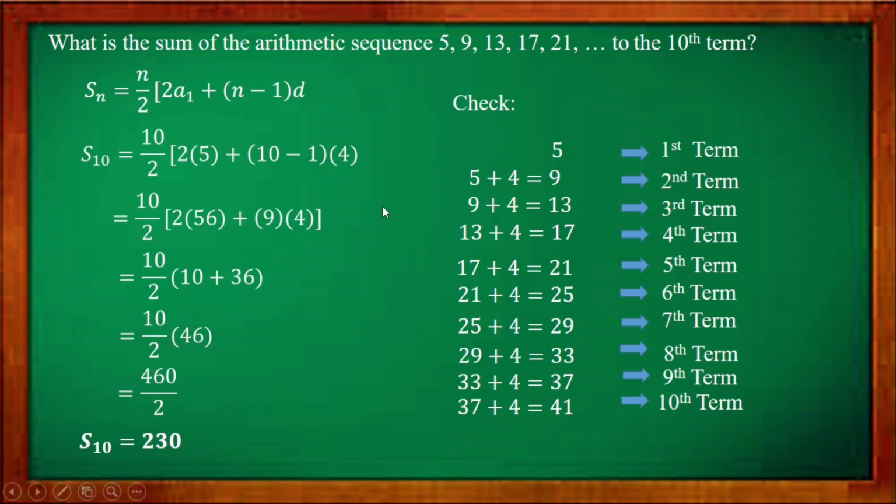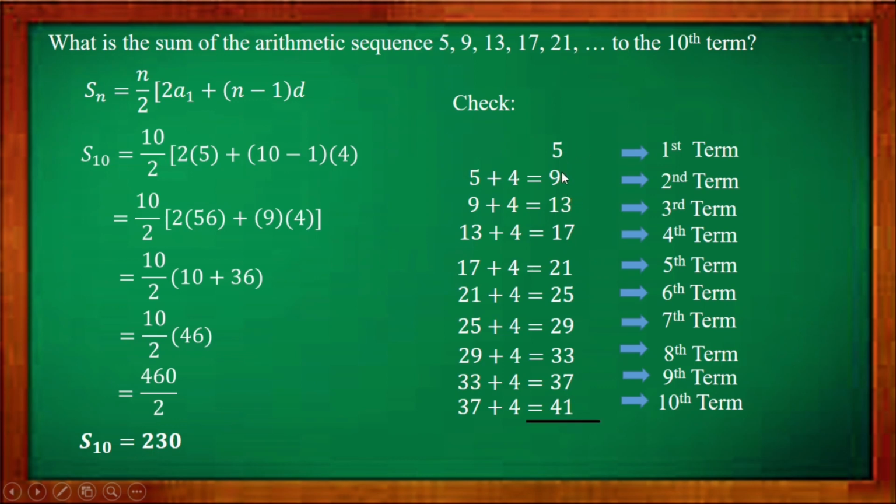So let us go back to our problem. What is the sum of the arithmetic sequence 5, 9, 13, 17, 21 up until the 10th term? It only means that for us to get the sum of this sequence, we are going to get the sum of these terms. So from 5, we are going to add these numbers up until 41. And the sum of these numbers is this one.